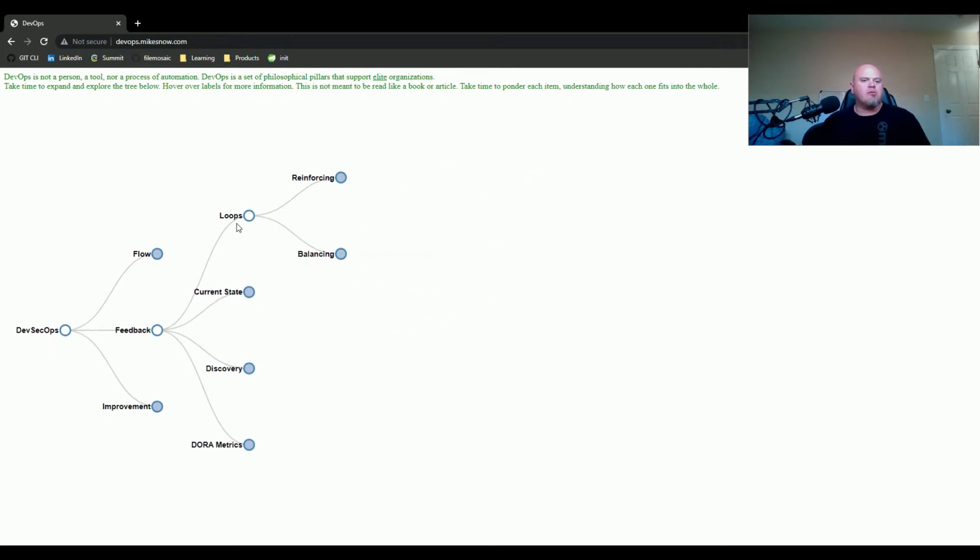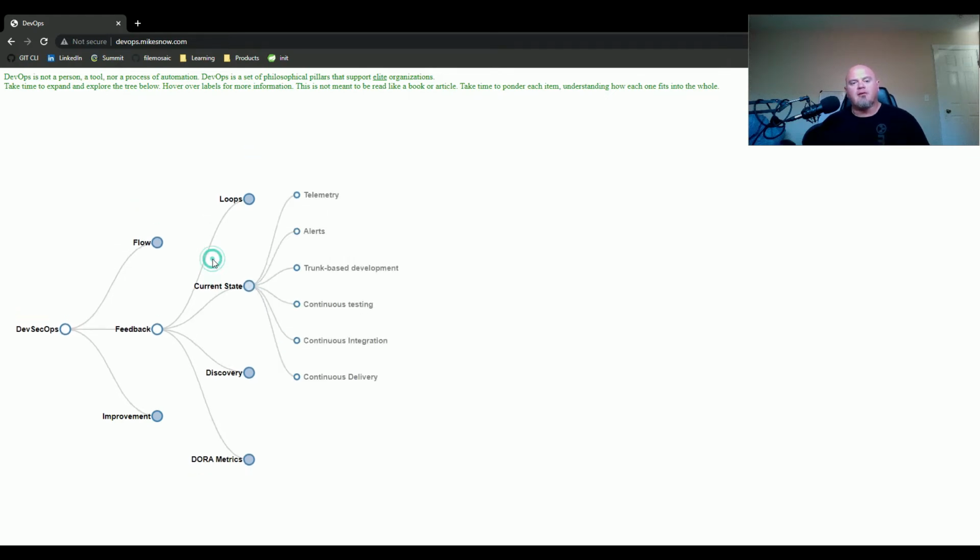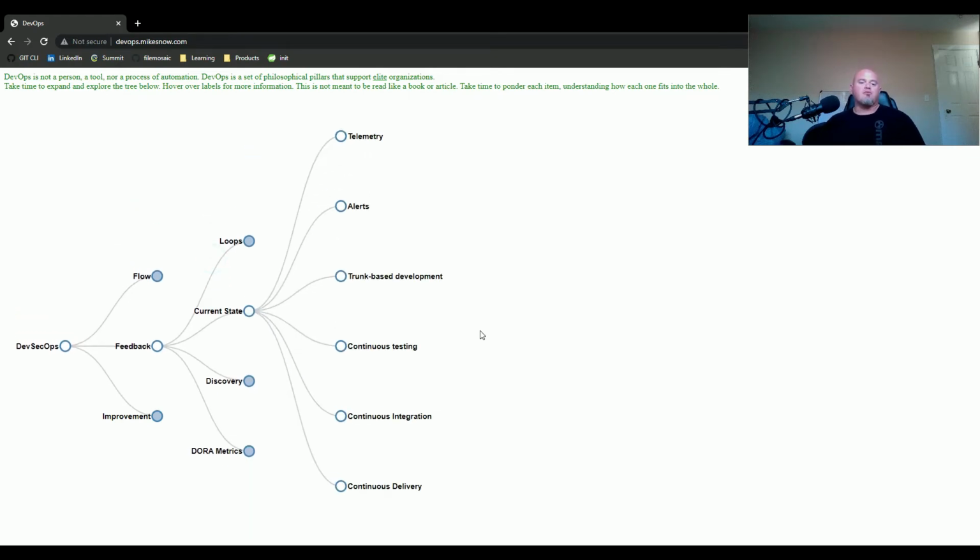And so feedback loops is a formal discipline. There's formal training around that. I also think of other things that get fed back into the work stream, that being what I call current state. So when I think current state, I think what is the current state of the ecosystem that's running your value. So your software, your services, all those things that represent the current state of your system.